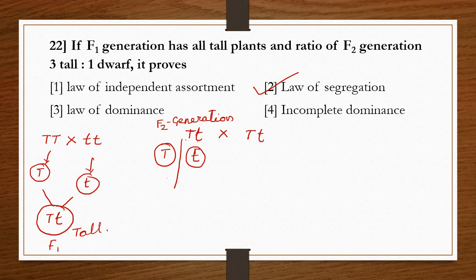That means one parent is dwarf, one parent is tall. But in the F1 generation, dwarf disappears. But it appears in the F2 generation because of the law of segregation, because of separation of those alleles in the gamete formation. So the appearance of that parent character in the F2 generation proves the law of segregation. So the correct answer is 2.